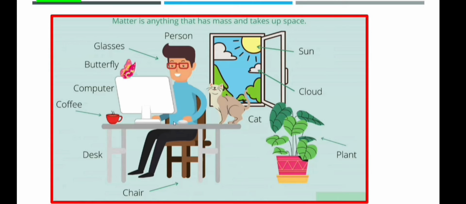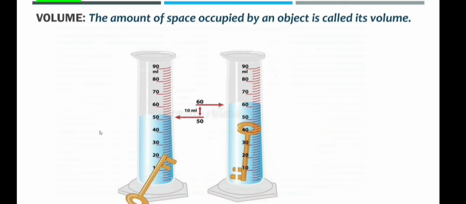So if you observe the objects around you right now, you will find out that the objects differ from one another in terms of their shapes, sizes, colors and even texture. And every object occupies some space. The amount of space occupied by an object is called its volume. Let's understand this concept with an example.